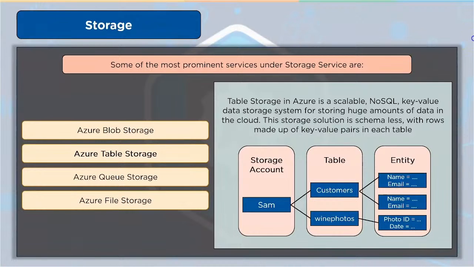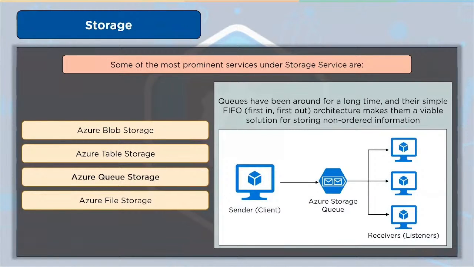Moving on to the next one, that is Azure Queue Storage. Azure Queue Storage is a service that allows you to store massive amounts of messages. Authenticated HTTP or HTTPS calls allow you to access the messages from anywhere in the world. A queue message can have a maximum size of 64 KB. A queue can hold millions of messages, up to the storage account's overall capacity limit. Queues are widely used to build a backlog of work for asynchronous processing.